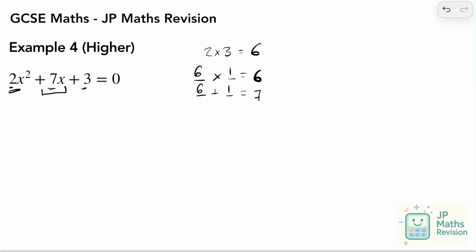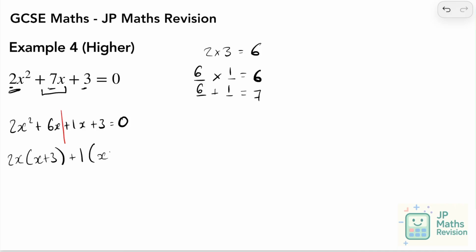So now I'm going to write this middle term as 6x plus 1x. So it's 2x squared plus 6x plus 1x plus 3 equals 0. Now I'm going to split it down the middle and factorise both halves. So if I factorise 2x squared plus 6x, it's going to be 2x bracket x plus 3. And then if I factorise 1x plus 3, I'm just going to pull out a factor of 1 and it's going to be x plus 3. So one of the brackets is going to be the x plus 3. And then the other bracket is what's left, which is 2x plus 1.